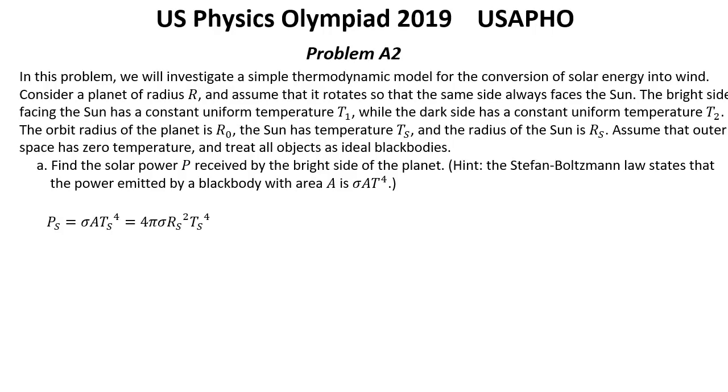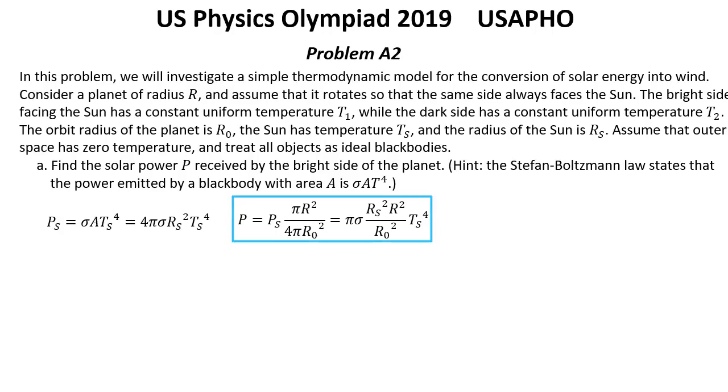So we have to multiply this total power by the coefficient pi r squared over 4 pi R0 squared, and the final answer is pi sigma Rs squared r squared over R0 squared, times Ts^4. So that's the answer for question A, and that was the solution for question A.